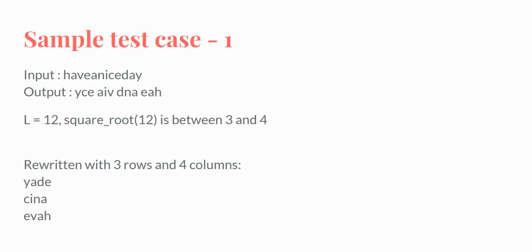The first sample test case was as follows. The input was have a nice day and the output was YCE, AIB, DNA, EAH. The length of the string have a nice day is 12 and the square root of 12 lies between 3 and 4. As we know, 3 into 4 equals 12, so it can be easily written into a matrix with dimensions 3 cross 4. So it can be rewritten as YADE, CINA and EVAH.